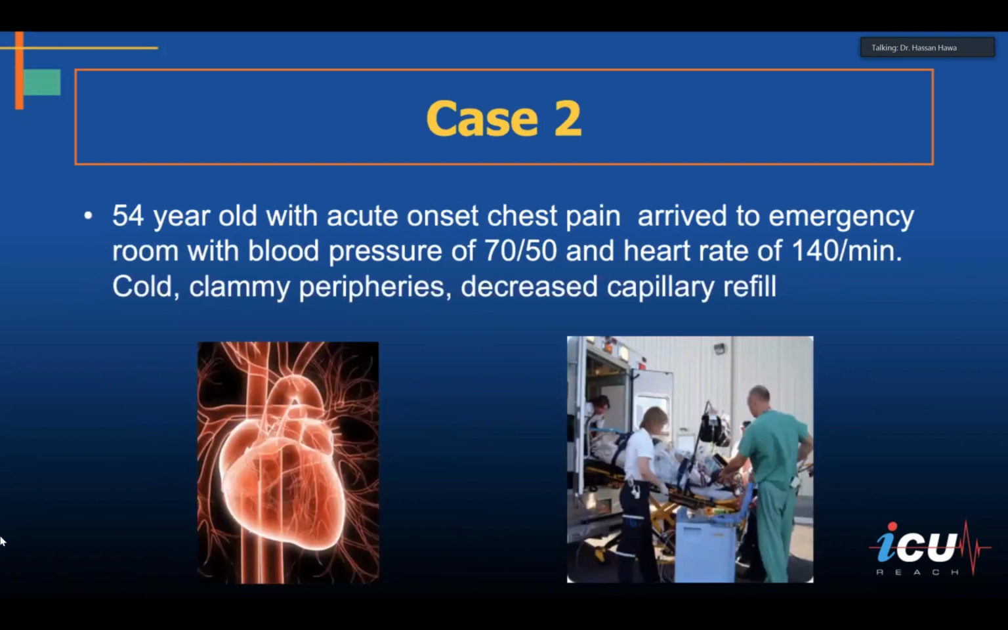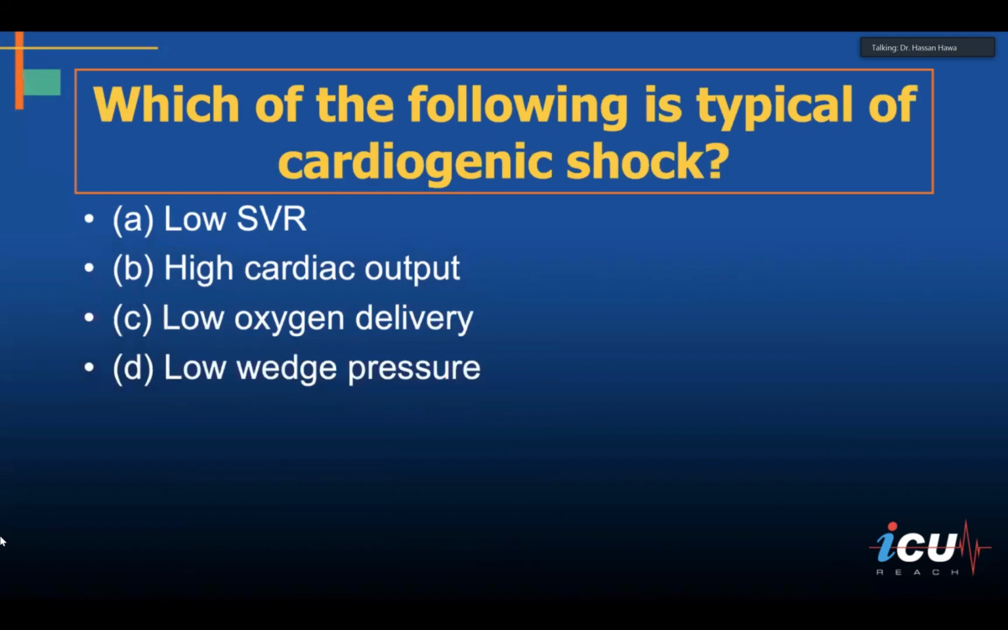Case number 2, a 54-year-old with acute onset chest pain arrived to emergency room with blood pressure of 70/50 and heart rate of 140, cold, clammy peripheries, decreased capillary refill time. So the question, which of the following is typical of cardiogenic shock? Do you get low SVR? Do you get high cardiac output? Do you get low oxygen delivery? Or do you get low wedge pressure?